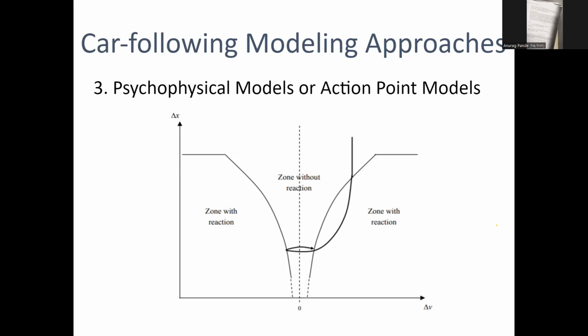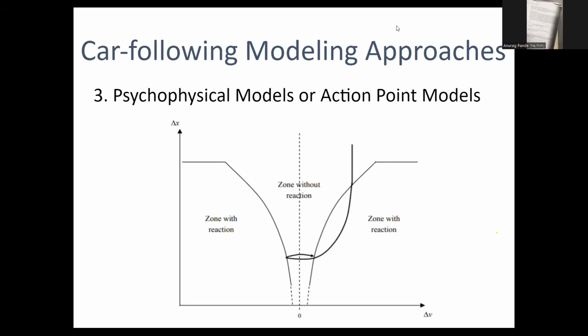So you can see, if delta x is higher than a certain value, if you're above this point, then that's a zone without reaction, because your gap is just too large.